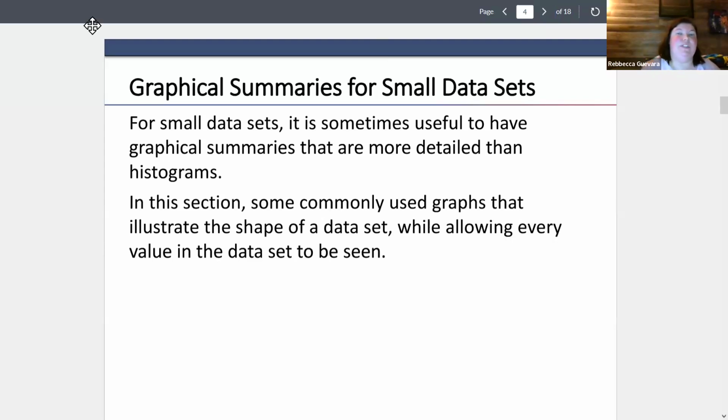So graphical summaries for small data sets is what we're going to be looking at. The other ones were for a big data set where we had a lot of points, but if we have smaller data sets, these are some other displays we can use. Sometimes when we have small data, it's more useful to use graphical summaries that are more detailed than histograms. In this section, we're going to look at some commonly used ones like a dot plot and a stem and leaf plot.